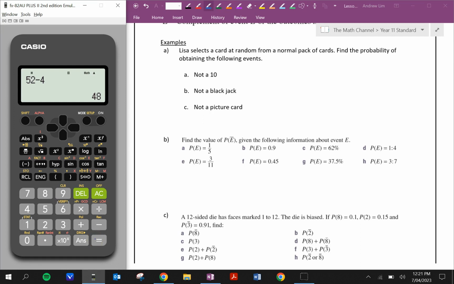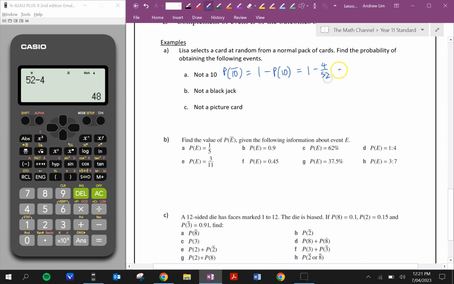What we could do here is we could say that the probability of not a 10 is equal to 1 minus the probability that it is a 10. Well, because we know that there are 4 10s out of 52, we can just put that in our calculator and say 1 minus 4 out of 52 is equal to 12 on 13. And that's the probability that if we were to pick a card at random from a normal deck of cards, it won't be a 10. Okay, we've got 12 out of 13 chance that it won't be a 10.